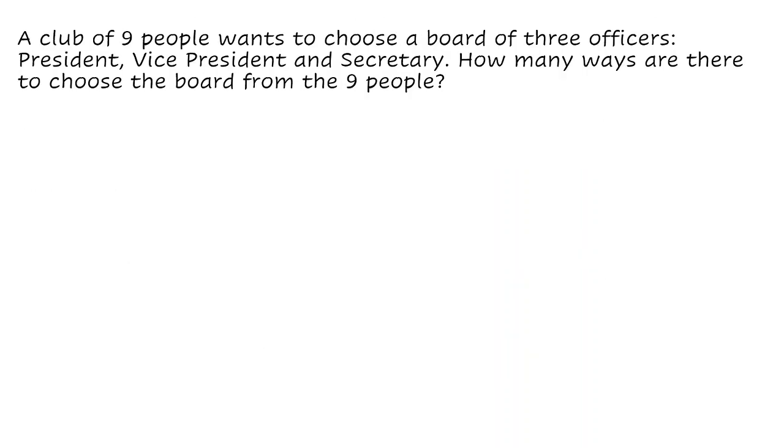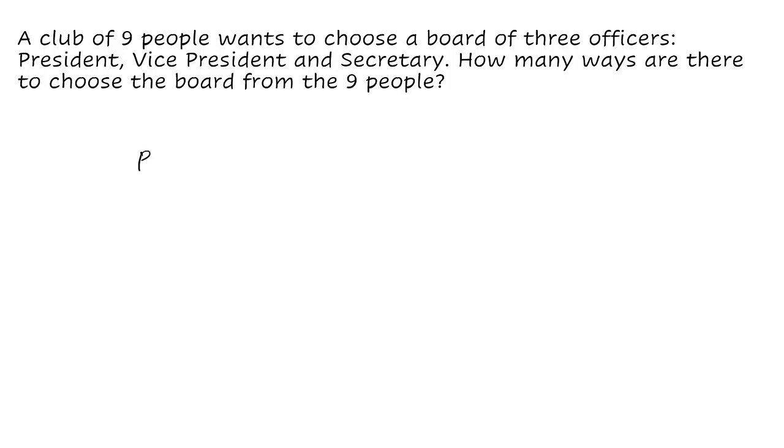Another problem. A club of 9 people wants to choose a board of 3 officers. So, yung club daw na merong 9 na tao or 9 na members, pipili sila ng officers, isang president, isang vice president, and secretary. So, how many ways are there to choose the board from the 9 people? So, always remember na order dito ay importante because kapag nagkapalit na yung mga tao, ibig sabihin, iba na yung position ng mga officers. Okay, so pwede natin gamitin si permutation.